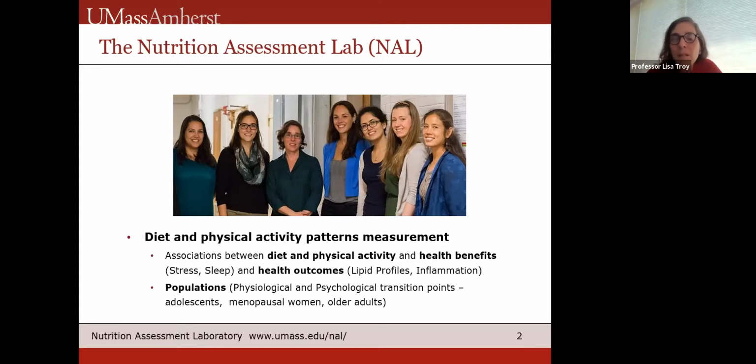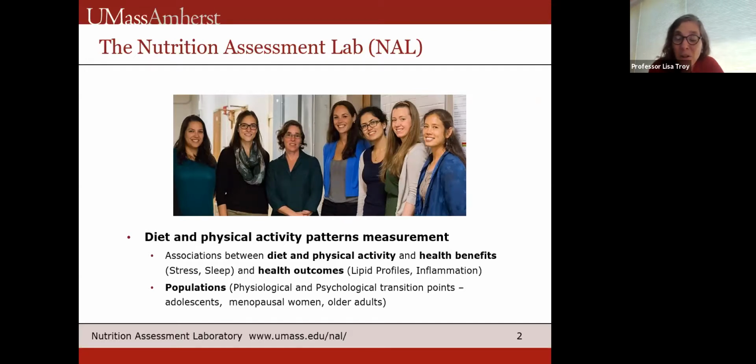And what I mean by periods of transition is there something psychologically or metabolically going on? So we look at adolescents as they come onto a college campus. We have the UMass Healthy Campus Study. We collected it when they were freshmen, and we followed them for 4 years to see how their diet and physical activity impacted their stress and sleep, and then we do some lipid profiles and inflammation in that group.